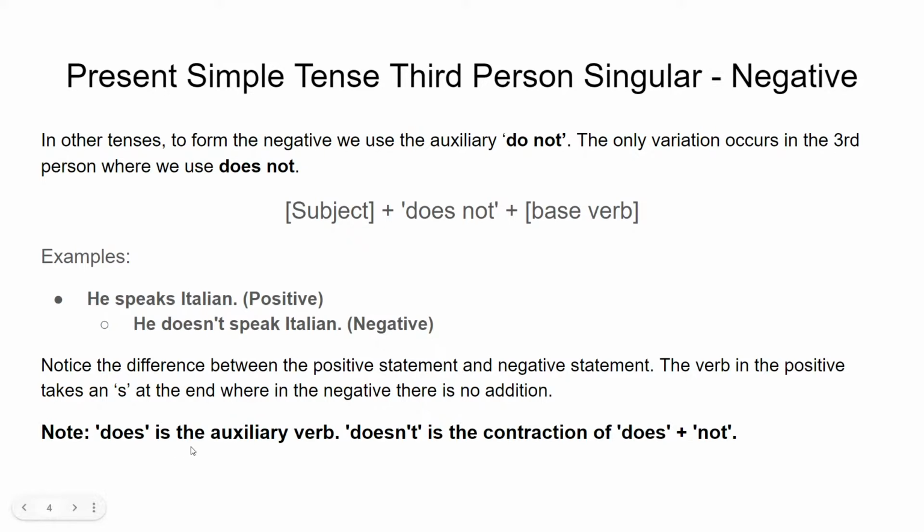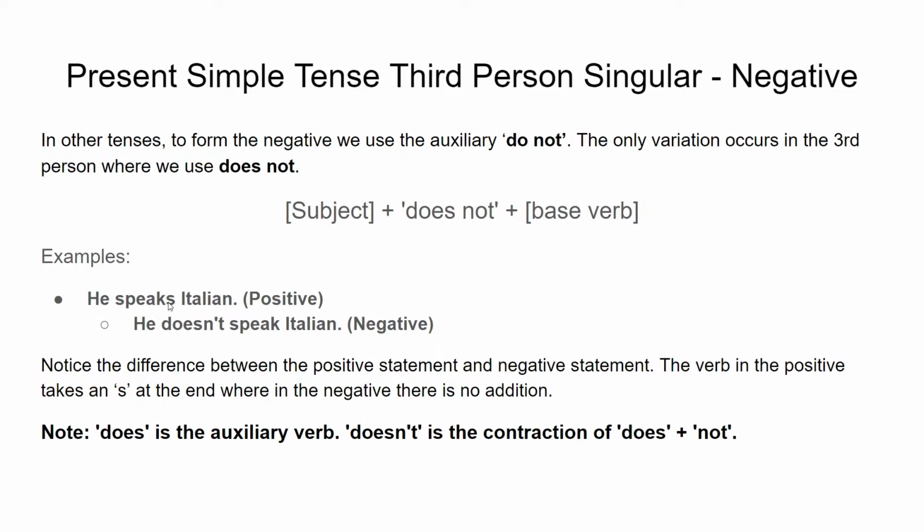Does is the auxiliary verb. Doesn't is the contraction, or the short form of does not. So doesn't is equal to does not. It's just a shorter form. Again, he doesn't speak Italian. Negative version of he speaks Italian.